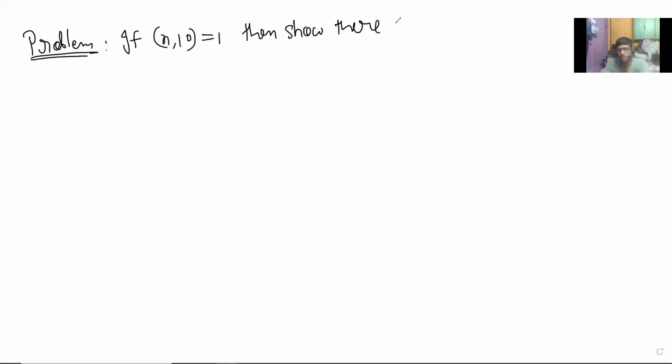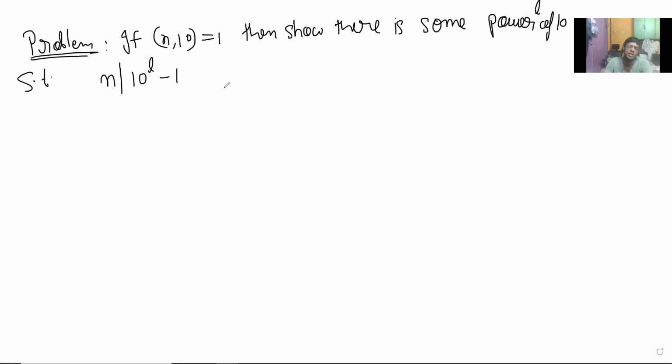there is some power of 10, maybe some power L of 10, such that n divides 10 to the power L minus 1, or that's the same thing as the remainder is 1 when 10 to the power L is divided by n. Yeah, so we have seen how this is really needed for us to finish that reasoning, right? Or let's keep it simple and just think about this.